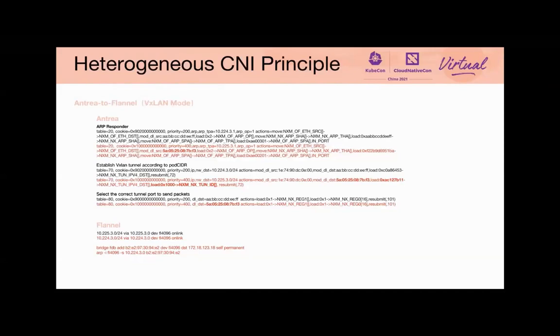But because of the Antrea-Flannel scenario, the destination MAC address is not the global MAC address anymore. So we no longer use the original flow table. We need to add a new flow table to match the MAC address of the Flannel VTEP device. And then the action remains the same to ensure that it will be sent from the VTEP device. The Flannel side also needs some configuration, for example, adding host route, FDB, and IP information. Okay, this is the principle of the heterogeneous CNI.